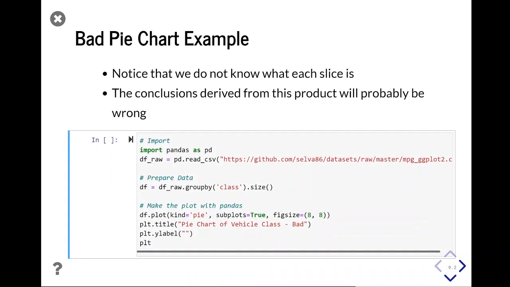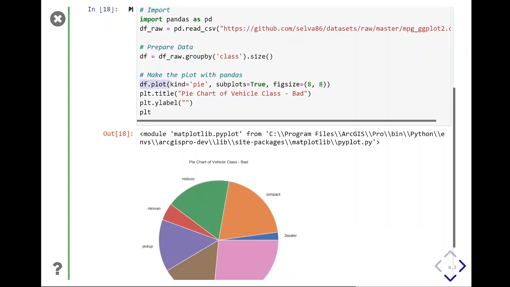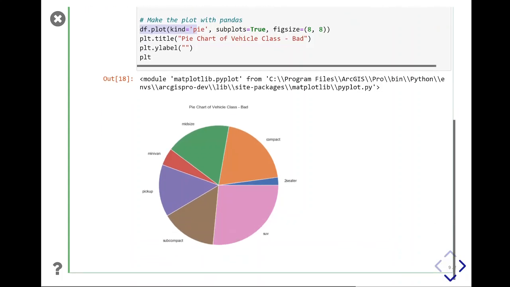So here's an example. We're just going to look at a bad pie chart. So we do our dataframe.plot and kind pie. We're going to look at the various vehicle classes, and this is a bad example. Notice that we really can't tell the difference between midsize and compact, and even auto compact, and pickup kind of look the same as well, but we're not sure. We can tell two-seater is pretty small, but we don't know how much. An SUV seems to have the biggest slice, but we don't know what all these percentages actually mean.